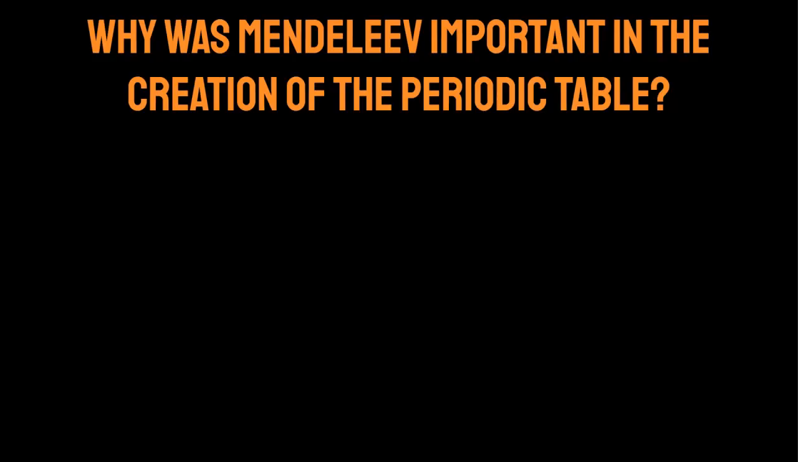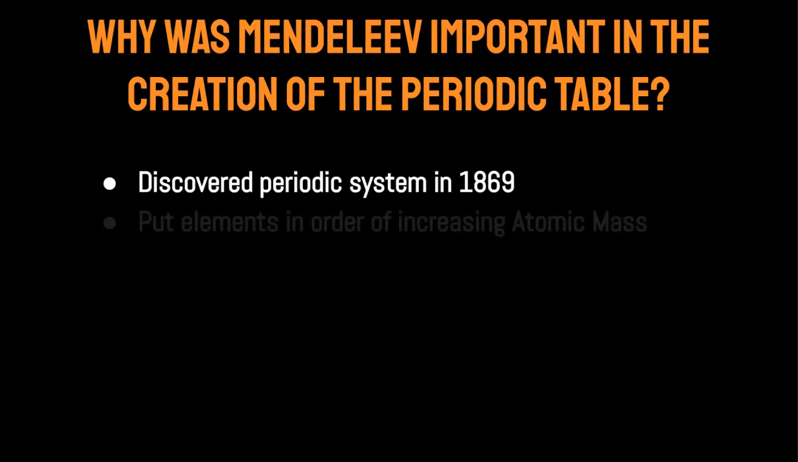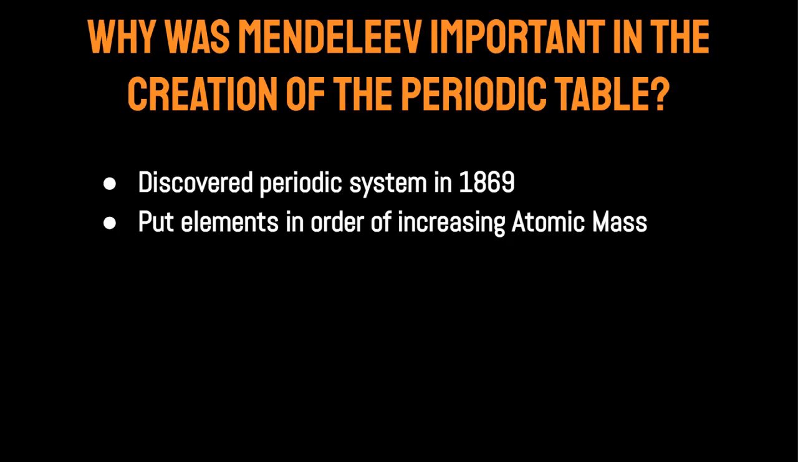But first, let's talk about Mendeleev. Why was Mendeleev so important in the creation of the periodic table? He discovered the periodic system in 1869, where he put elements in order of atomic mass. Notice that he did not put it in order of atomic number.